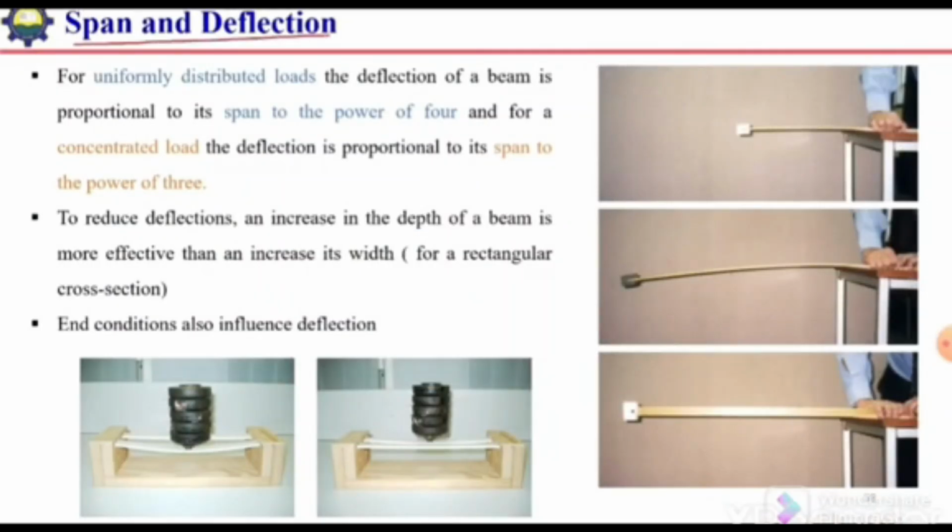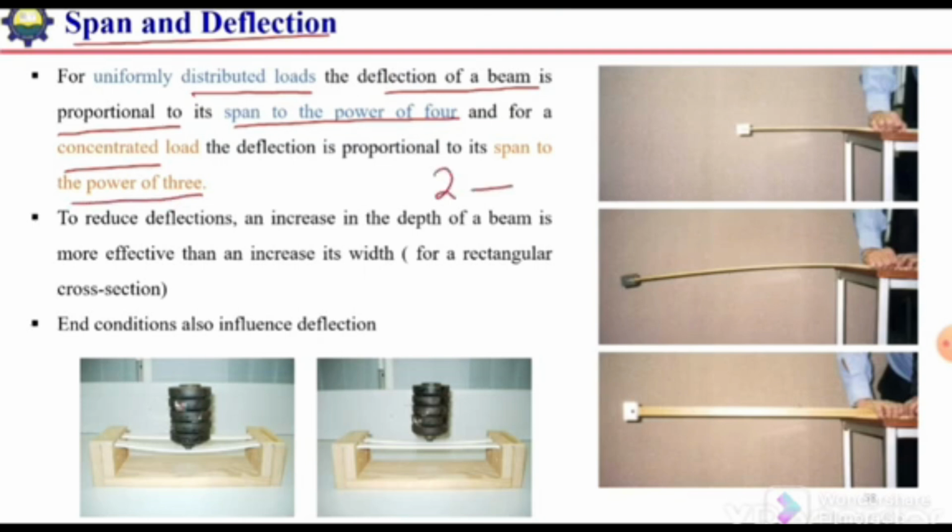Span and deflection. For a uniformly distributed load, the deflection of a beam is proportional to the span to the power 4, and for a concentrated load it is span to the power 3. So just by increasing the span by 2 times, the deflection will increase 16 times if a uniformly distributed load is acting on that beam.